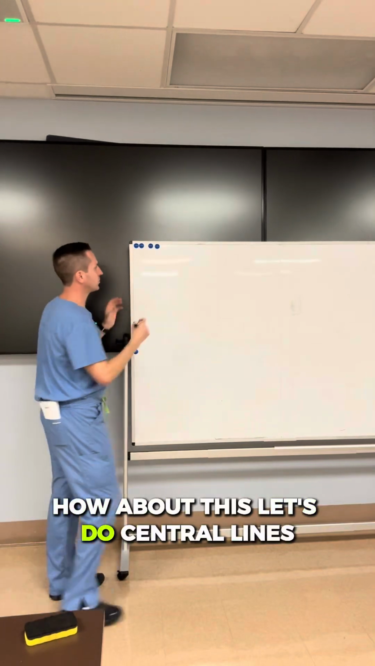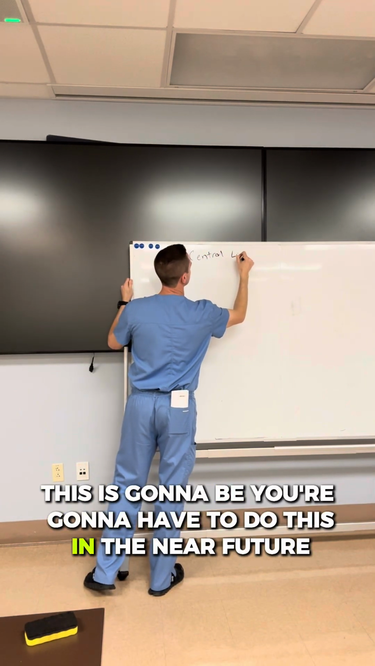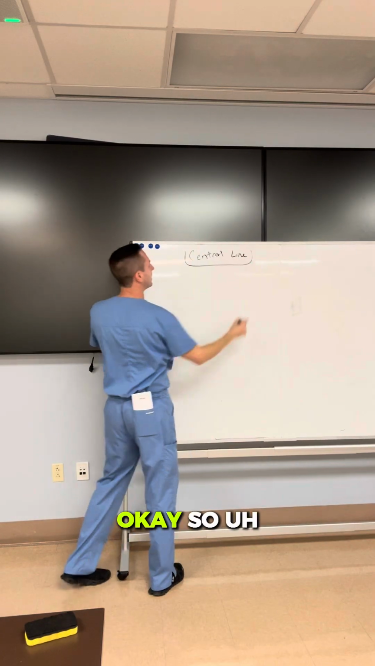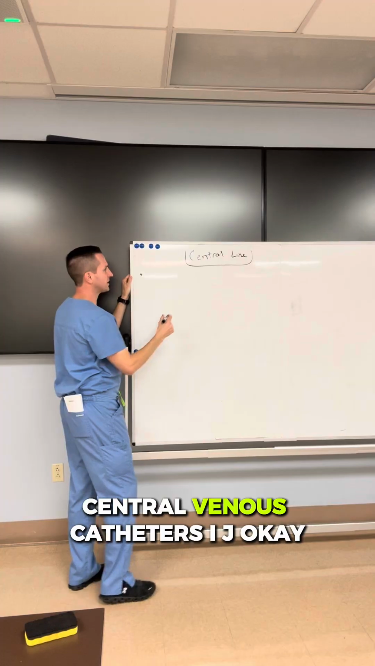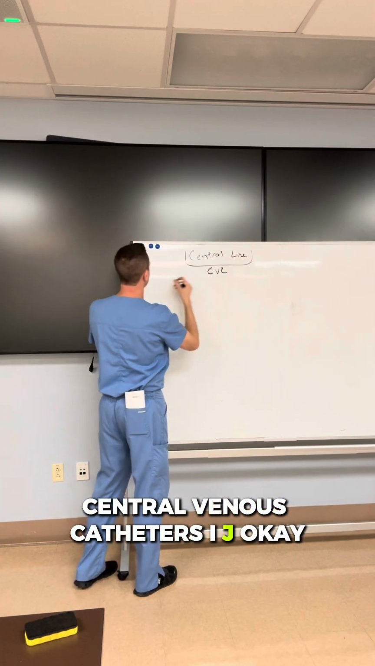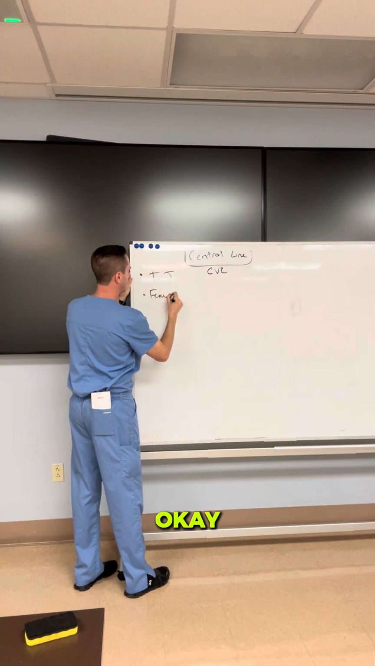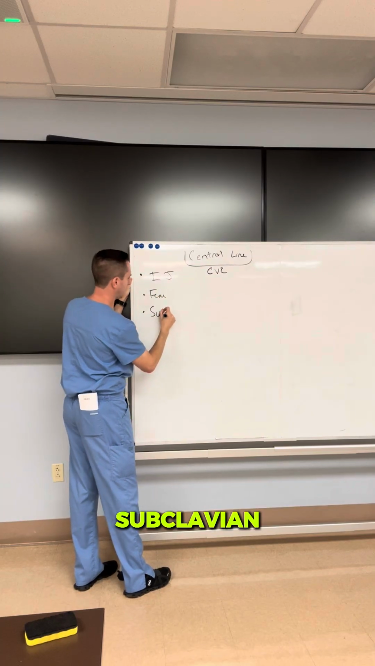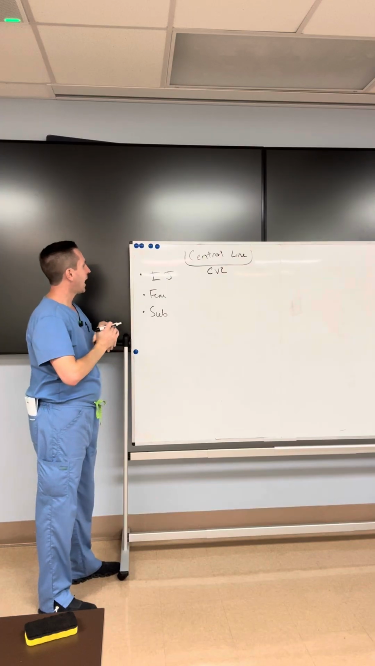How about this? Let's do central lines, because again, you're going to have to do this in the near future. Where do we place central lines? Central venous catheters? IJ. Okay, IJ. Femoral. Okay, femoral. Subclavian. Okay, so internal jugular, femoral, subclavian vein.